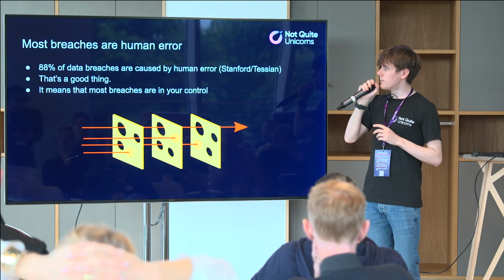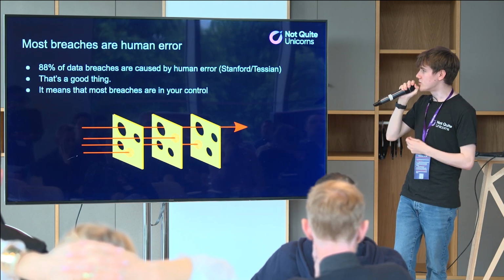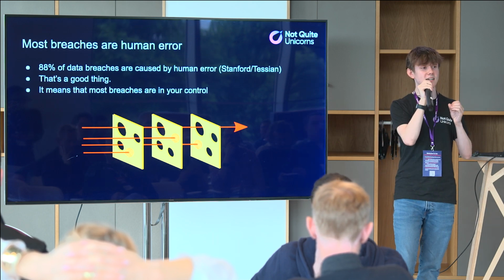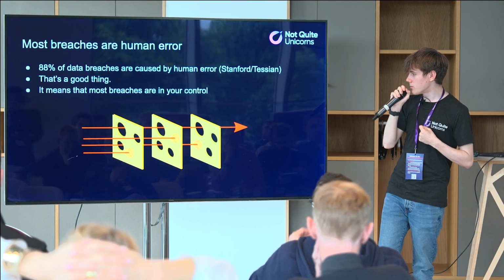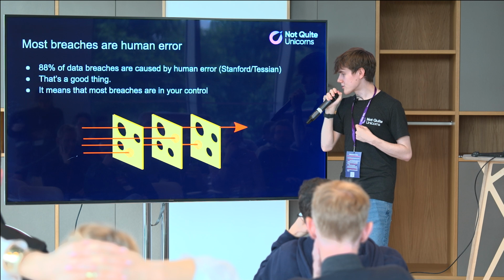So finally, most breaches are human error, according to Stanford, I trust them. And that's a good thing. It's not a bad thing because it means that 88% of breaches we can actually control just by putting in good practices. You might be wondering why there's cheese on my presentation. It's commonly used in aviation.